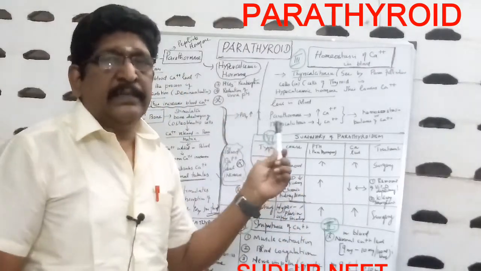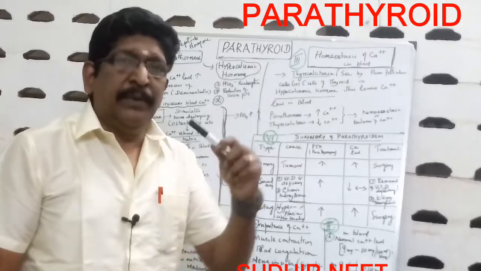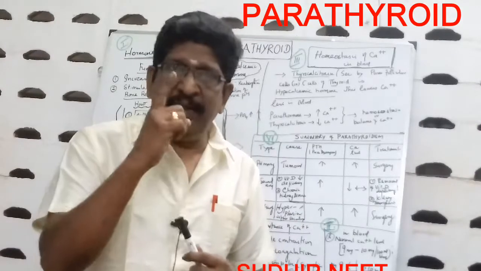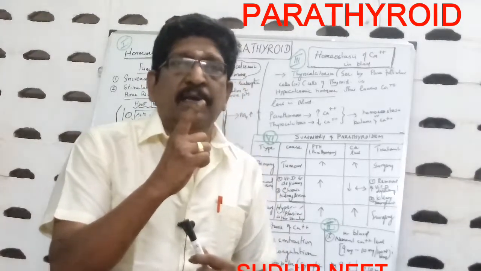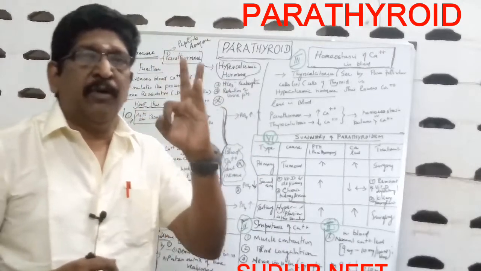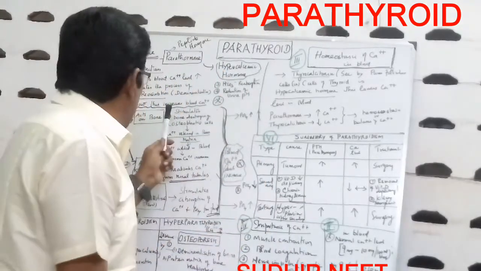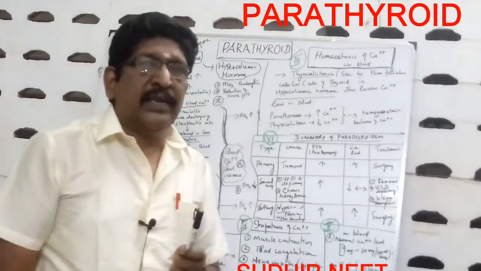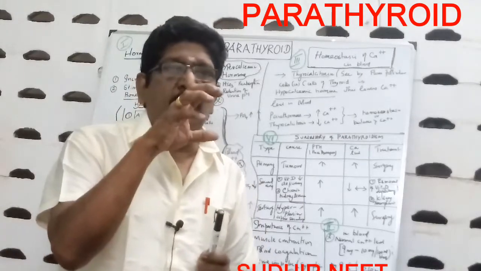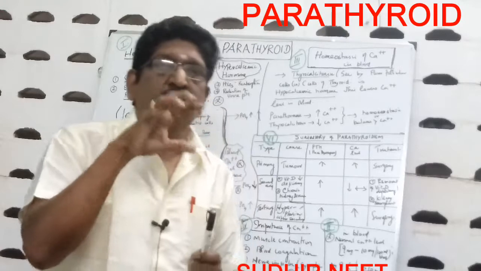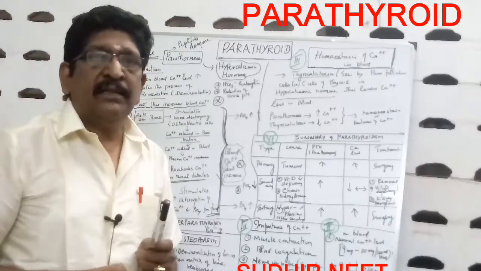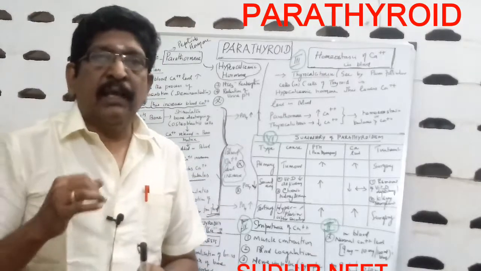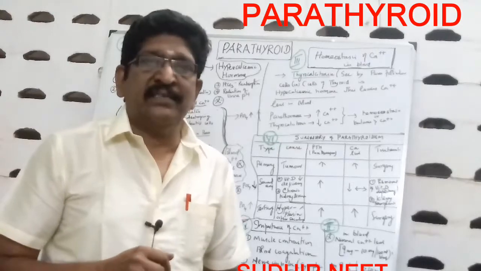Right. I told you this hormone is a hypercalcemic hormone, it increases the blood calcium level. It does it by three means, very important. It acts on bone, it acts on kidney, and it acts on the gut, the gastrointestinal tract. So this hormone has an effect on these three: number one, bone or skeleton, number two, kidney, and number three, gut, the gastrointestinal tract.